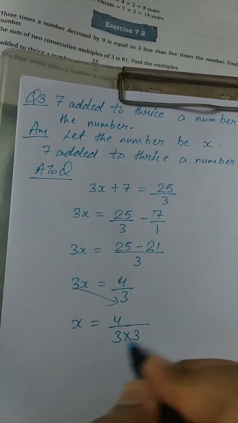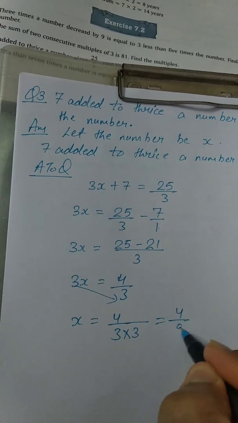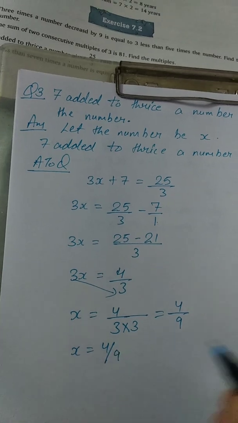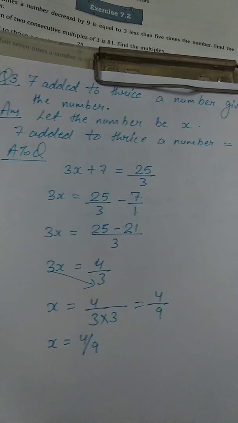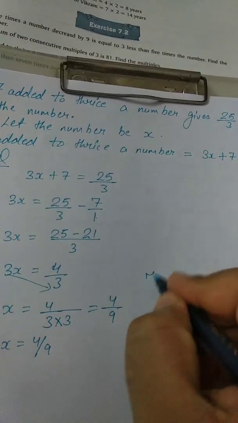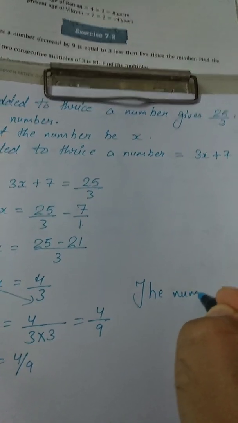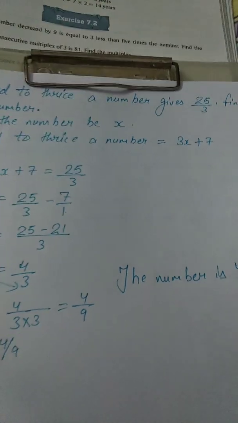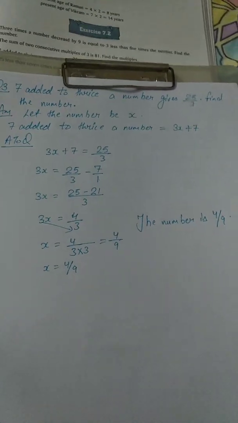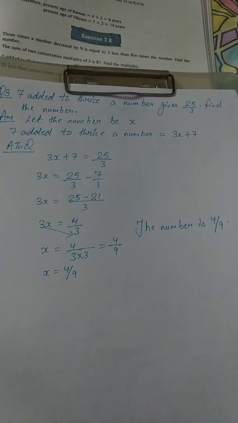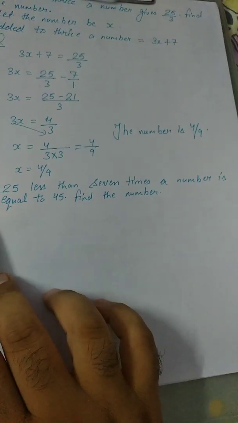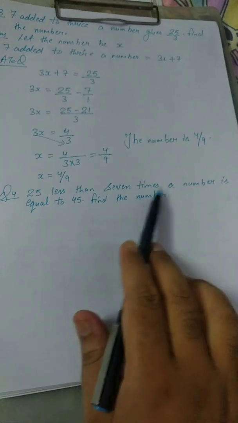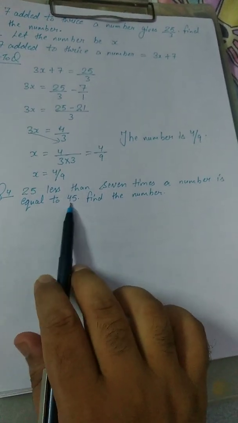Multiply by 3 is equal to the 4 upon 9. So, x is equal to the 4 upon 9. Right? So, the number is 4 upon 9. Yes, students, I hope it is clear to all of you. Now, come to the question number 4. In question number 4, 25 less than 7 times a number is equal to 45.